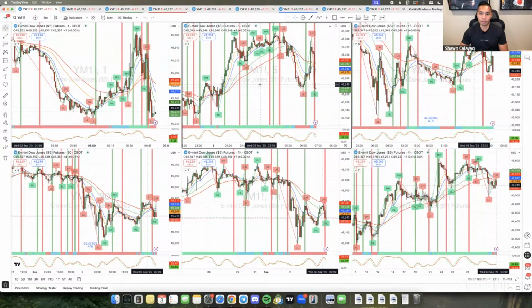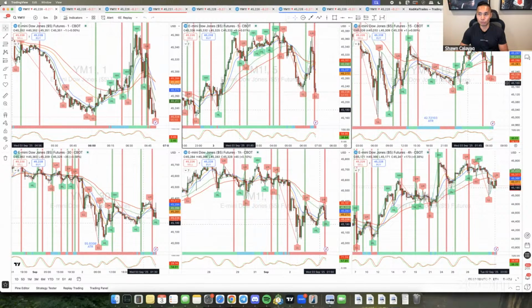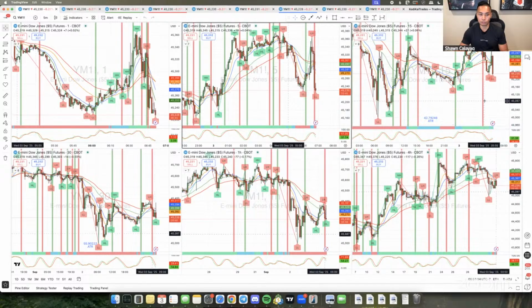You look over here on the 5 minute, same thing. Price just closed below the pivots. The trend meter is red. Pivots are angling to the downside. 15 minute over here, it's pretty unusual because price is below the pivots, but the trend meter here is indicating that it's still bullish neutral.